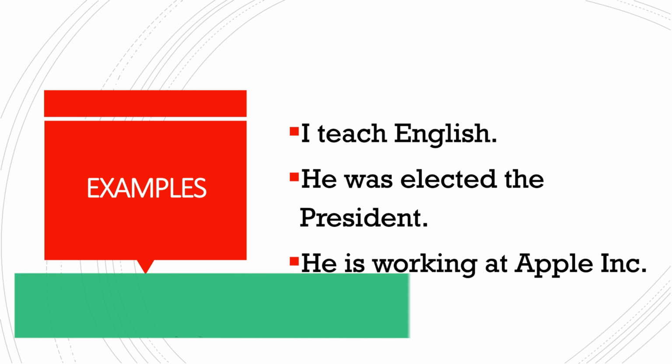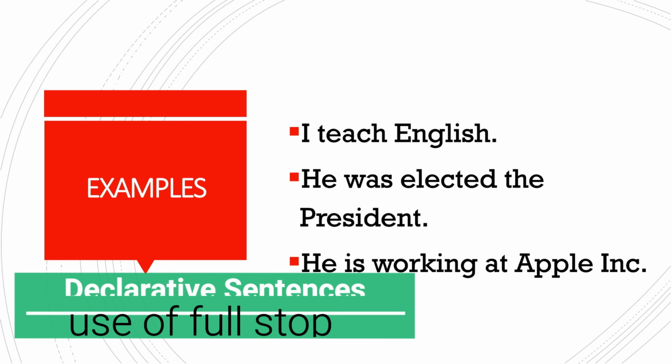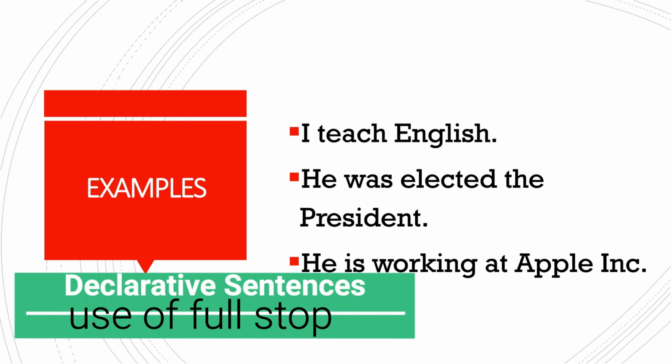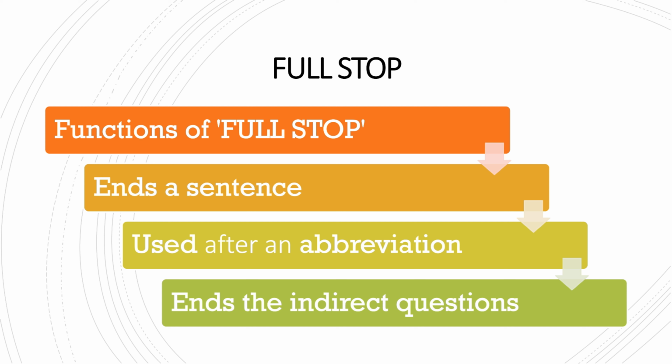One thing is common in these 3 sentences. They all are giving some information. They are declaring something. So these sentences are declarative sentences. And at the end of these sentences, we use the full stop. That's called the period in American English. So we have seen 2 functions of a full stop: as a sentence ender and after an abbreviation.